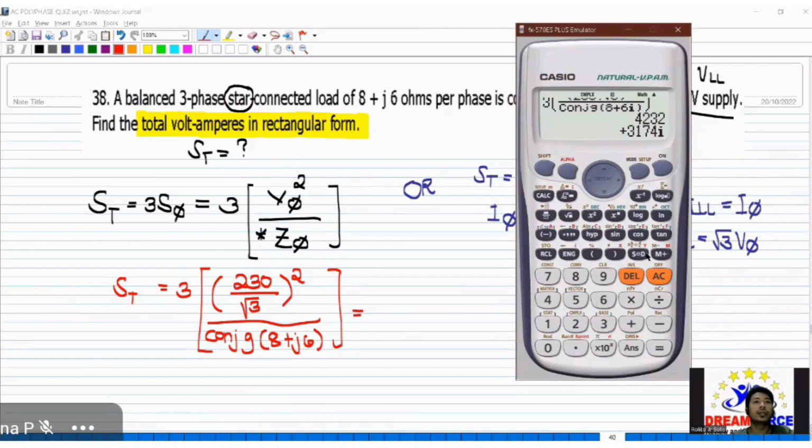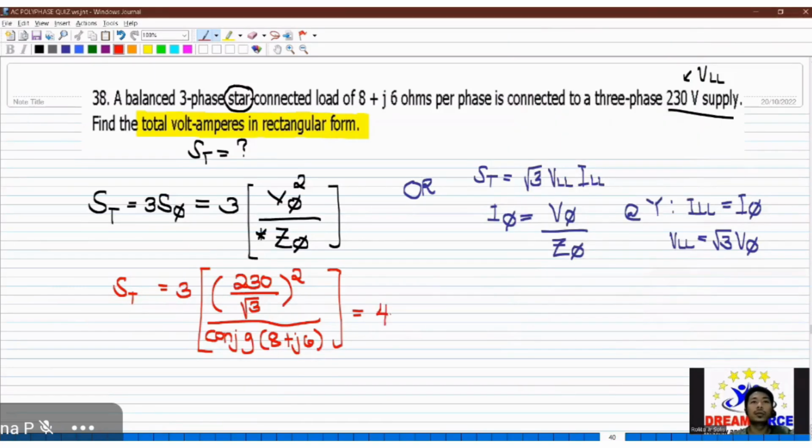Okay, so ito na yung sagot natin. So 4,232 plus J of 3,174 volt amperes. Ayan, kung ang hinahanap total line to line current, makukuha mo na rin dyan. Kung power factor, ganun na rin. Okay, kaya sa mga solutions natin, kung mahanap mo si S, maganda na po yun, kasi mahanap po na dun halos lahat. Sige, so yan si number 38.